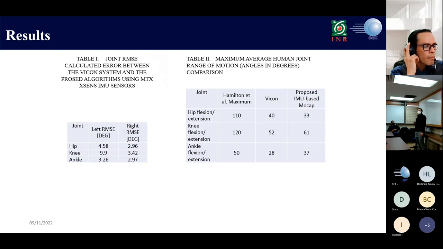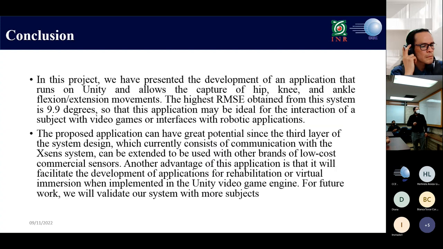So we have here a summary of the results. In this case, the biggest root mean square error that we got in the system was from the left knee, where we got a 9.9 degree error. And we consider that this error is because of the positioning of the sensors. We have to be very careful at the start on how we position these sensors, because if they move, you lose the position, or if the sensors move a little bit, you can also get a little bit of error. Of course, this is just a rough approximation of the joint angles that we want to acquire, but we are going to work on better algorithms to make a precise measurement.